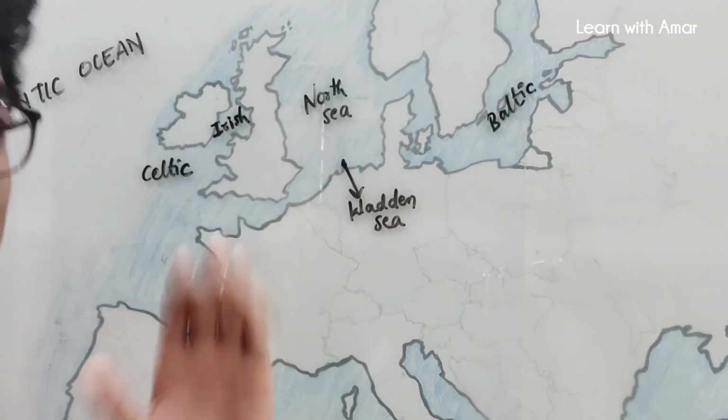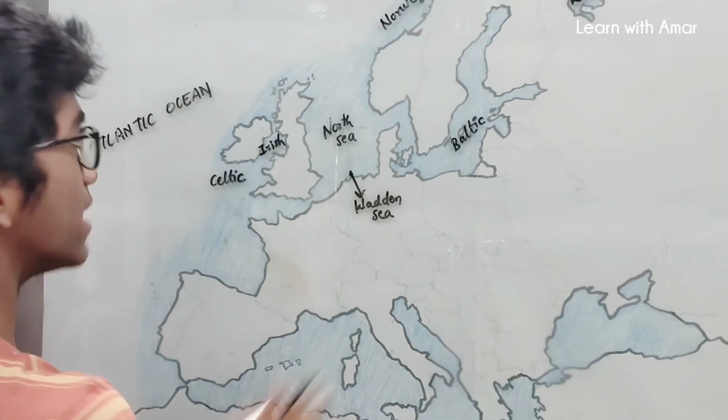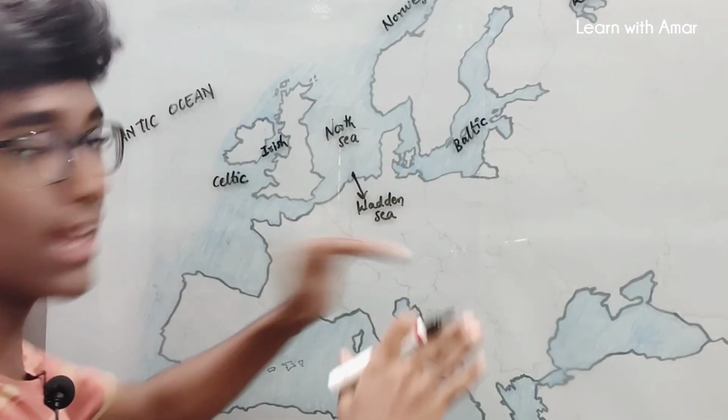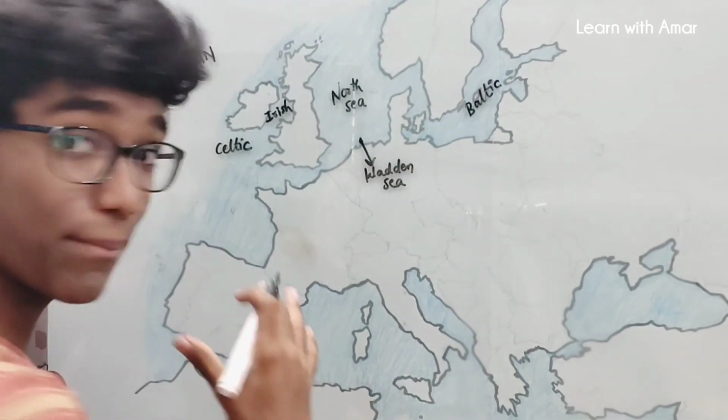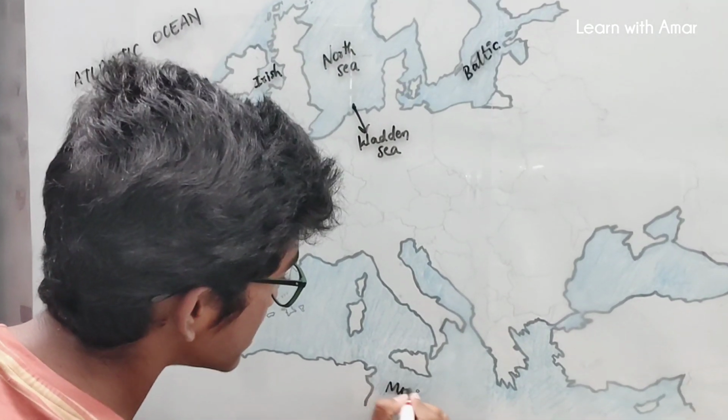We are discussing only seas and also oceans. These are the seas located above Europe, that is, north of Europe. Now let's come to below Europe. Here we find a major sea, the Mediterranean Sea.